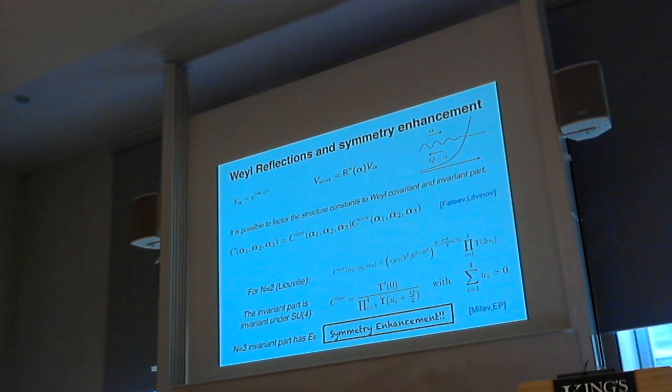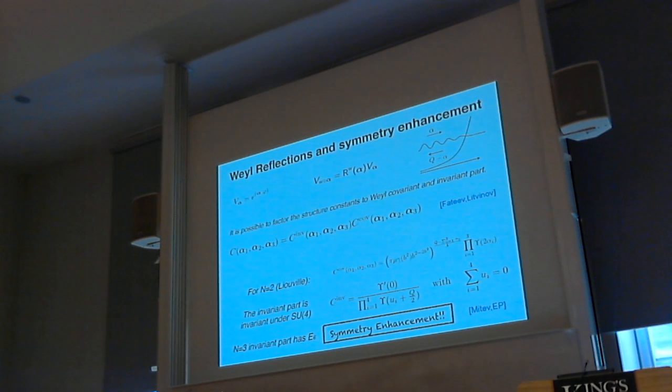Now, Fateev-Litvinov, in one of these three amazing papers, told us that we can in fact split the three-point structure constant into an invariant part under these Weyl reflections and a covariant part. Let's look at it for N equal to 2 for UV. The covariant part is basically the numerator of the previous formula that I showed you. And it's immediate to see that it takes all these three R's in it when it transforms. And the invariant part is basically the denominator up to a constant.